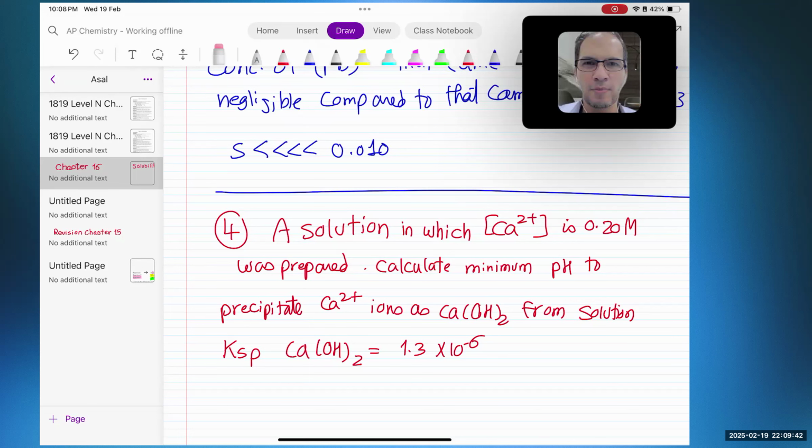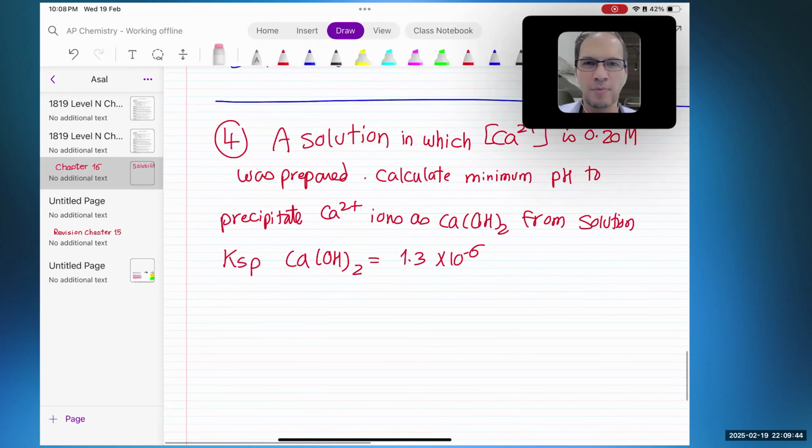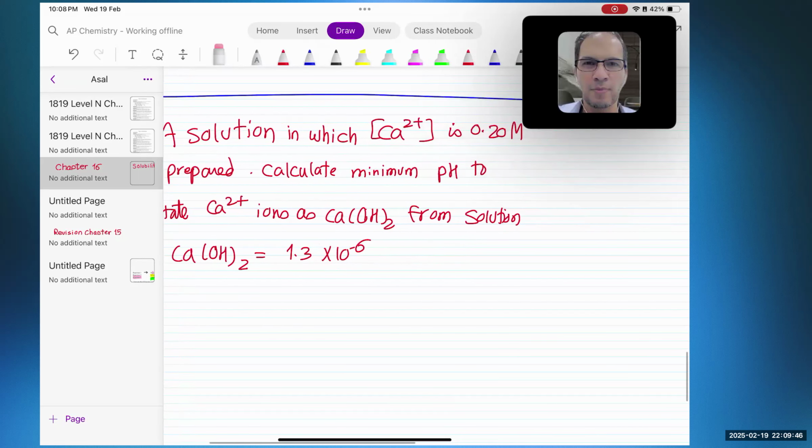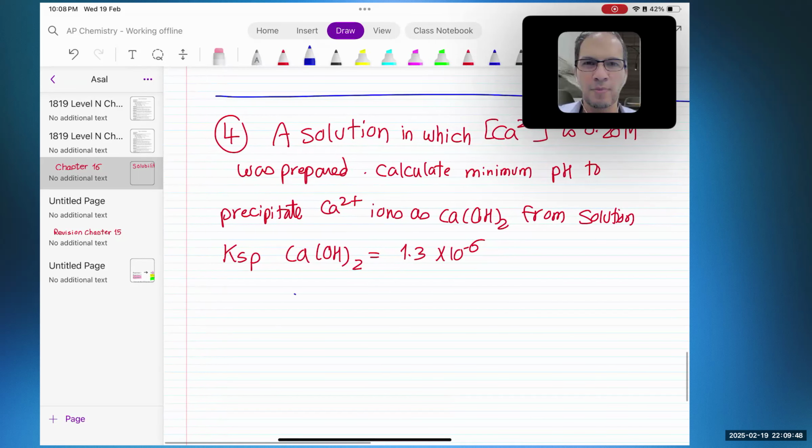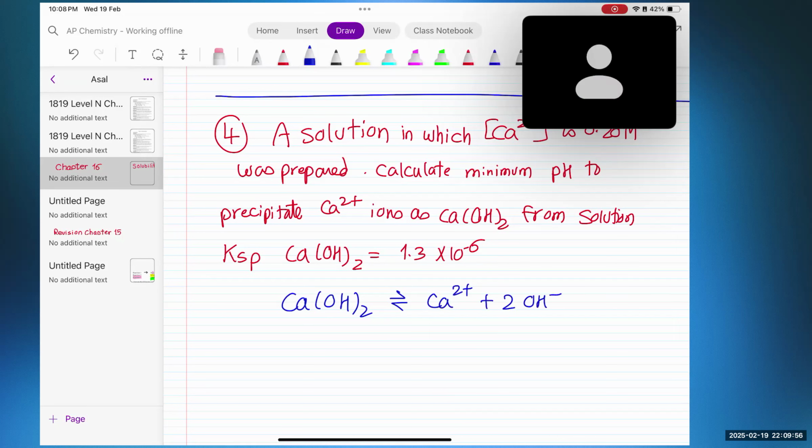Where is the reaction? The reaction is calcium makes calcium hydroxide, right? So the calcium hydroxide, where is the reaction? The calcium hydroxide is broken down into calcium ions and 2OH minus. I need to find the pH at which the precipitation happens.